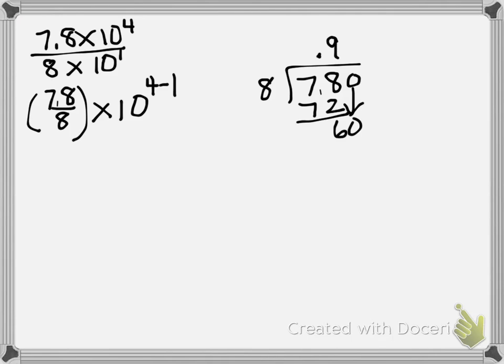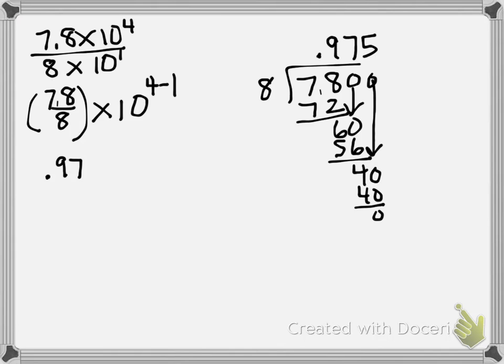Bring down the next digit. 8 goes into 60, that would be 7 times, which is 56, and has a difference of 4. Bring down the next digit. And 8 goes into 40, 5 times evenly. So we're kind of lucky that this one terminates as well. So we get 0.975 times 10, and 4 take away 1 is 3.